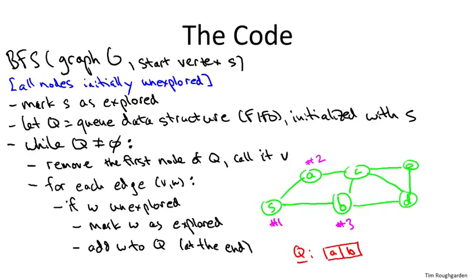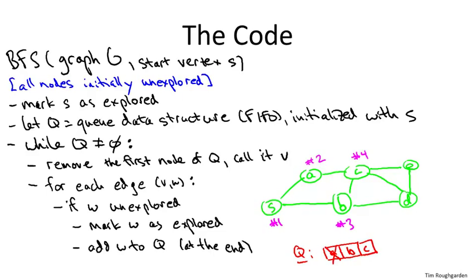And so now how is the queue changed? Well, we got rid of A, and so now B is in the front, and we added C at the end. And so now the same thing happens. We go back to the while loop, the queue is not empty. We take off the first vertex, in this case that's going to be B.